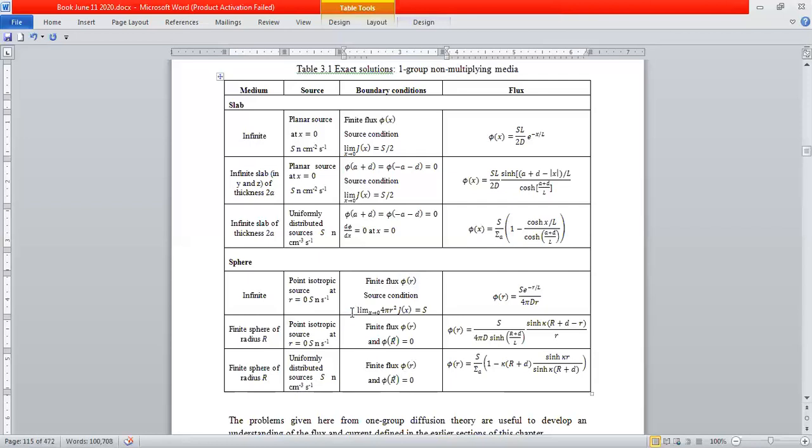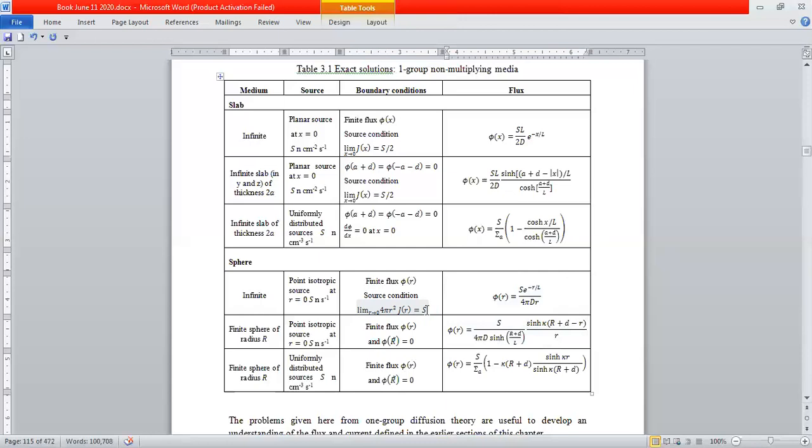Now, a sphere converges to a point at the center. So if you draw a very small sphere at the center, the surface area of that tiny sphere is 4 pi r squared. You multiply it by the current j(r), multiplied by 4 pi r squared, in the limit as r goes to 0, and that should give you the source neutrons. Now, why should it give you the source neutrons? Can you explain this?